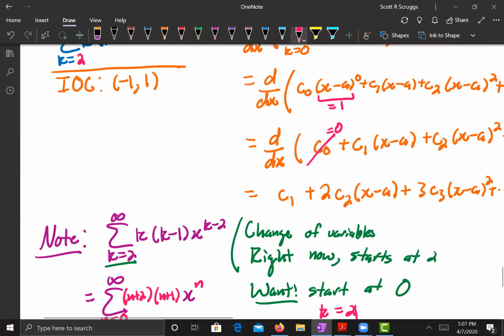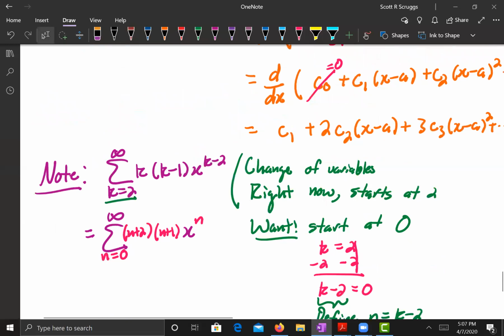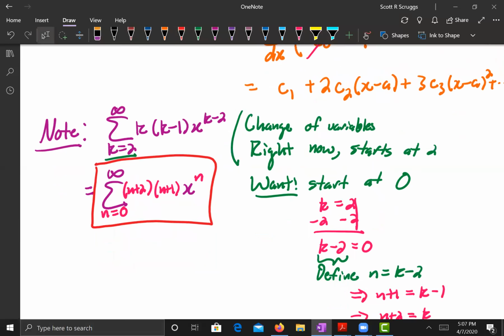So for this problem, I could have kept my original series, the sum going from 2 to infinity of k minus 1 times x to the k minus 2 power. But keep in mind that I could always do a change of variables within my series, force my series to begin at 0 by essentially asking, okay, my series starts at 2, how can I force it to start at 0 or wherever I want it to start? And this is our methodology in order to accomplish that.